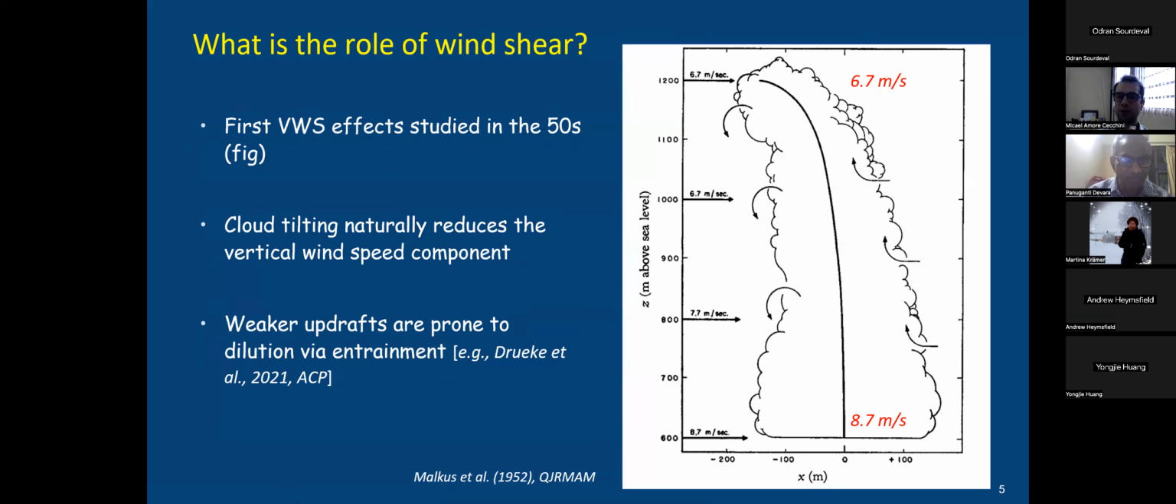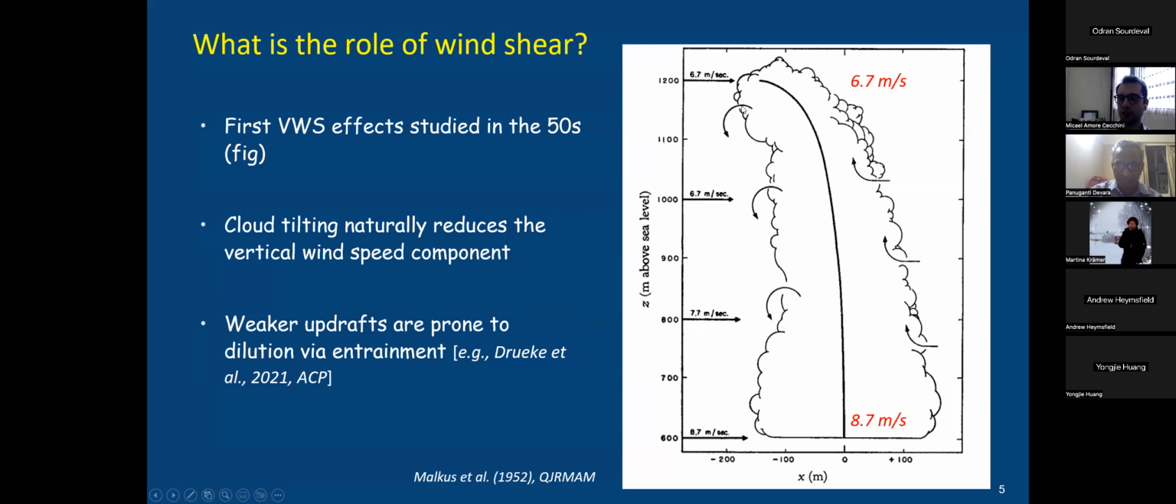If you have no wind shear, the cloud is going to grow mostly vertically. But if you have wind shear, then the cloud grows to the sides, and it's tilted. This is one figure from this paper from the 50s that shows stronger winds at cloud base and weaker winds at cloud top, right? It doesn't matter if the wind is getting faster or slower with altitude. All that matters is if it's changing, also changing direction as well.